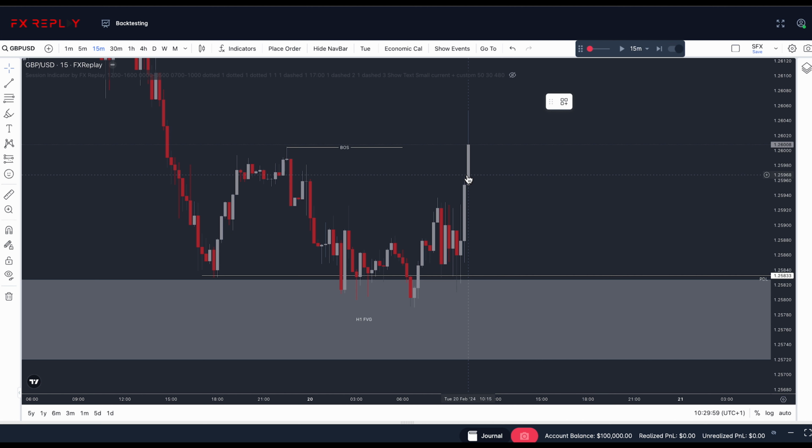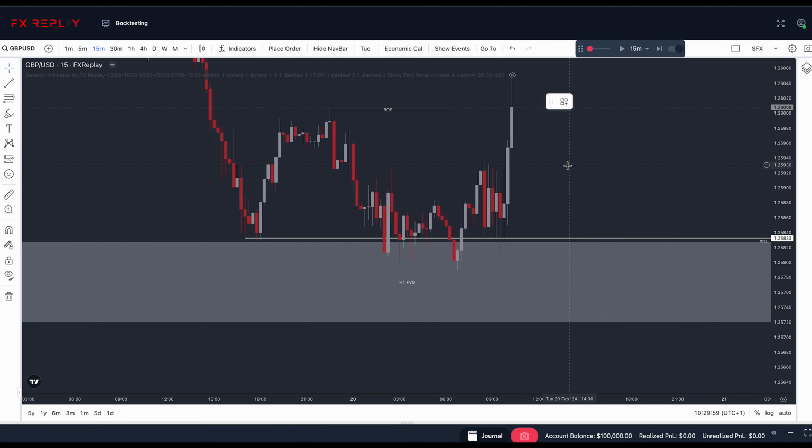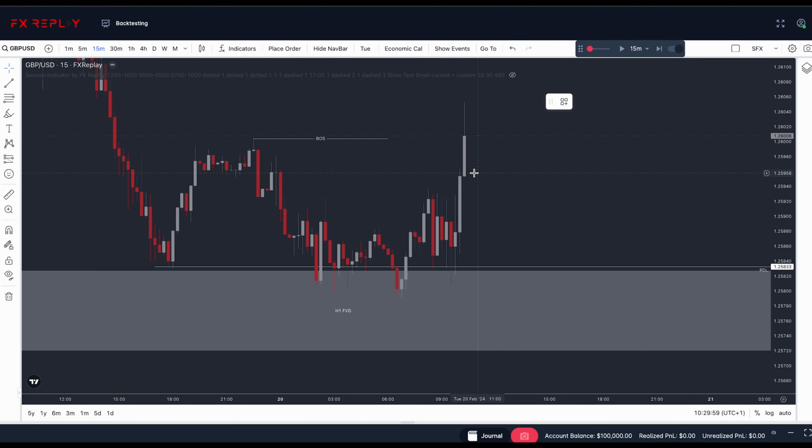We are currently at 10:15 a.m., which is 1 hour and 15 minutes into the London session. So where can we go in? Currently I don't see any setup just yet. This is not clear price action for me.